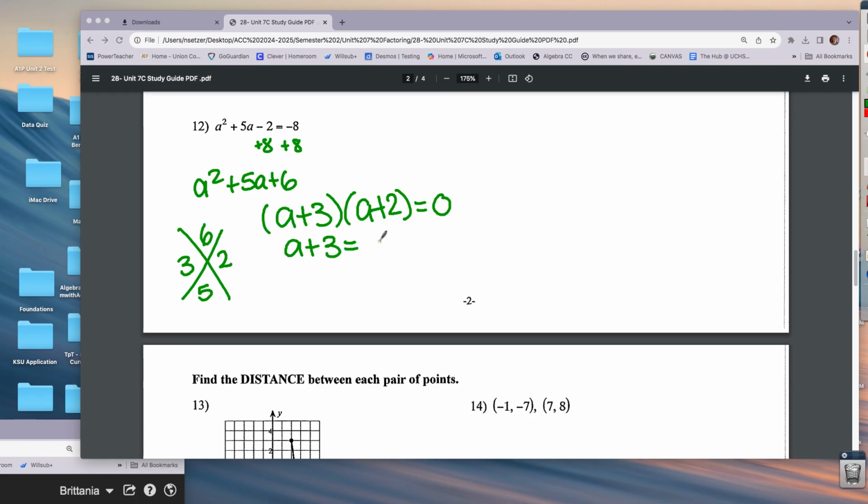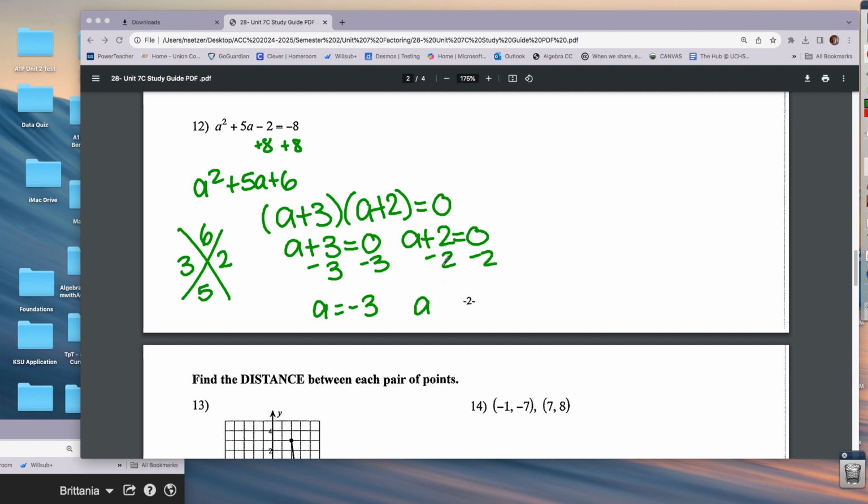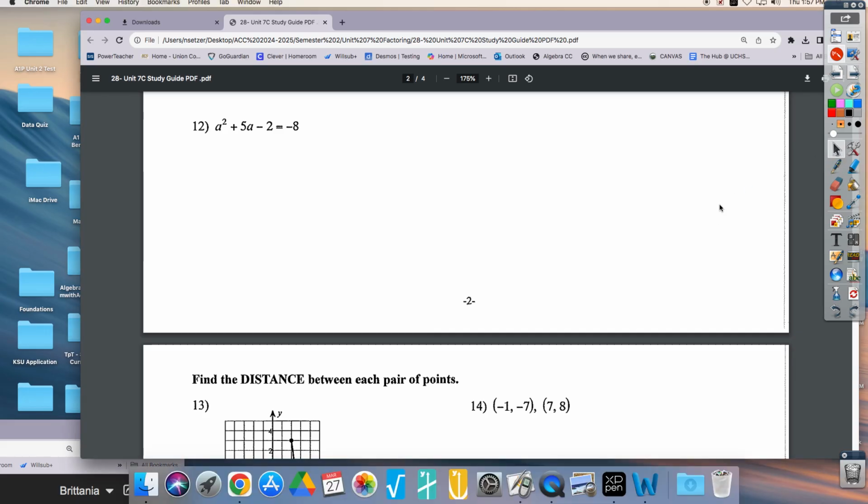Then I'm solving for the x-axis, so I'm going to make both those factors equal to 0. And then subtract the 2 over here. Those cancel, and 0 minus 2 equals negative 2. So a equals these two things. Easy peasy, lemon squeezy. All right, next.